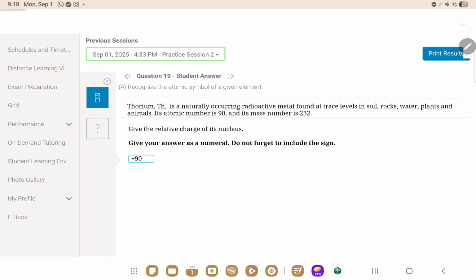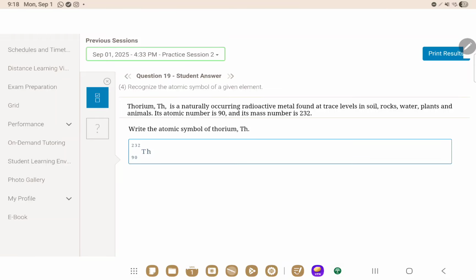Moving on. Here, thorium is naturally occurring, we've solved this question before, but here they didn't give you the isotope of it. So you just put the mass number up, then you write the atomic number down, and then you write the chemical symbol. Always, always, always the numbers are to the left of the chemical symbol.